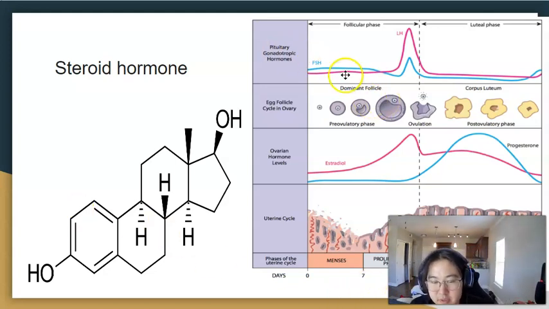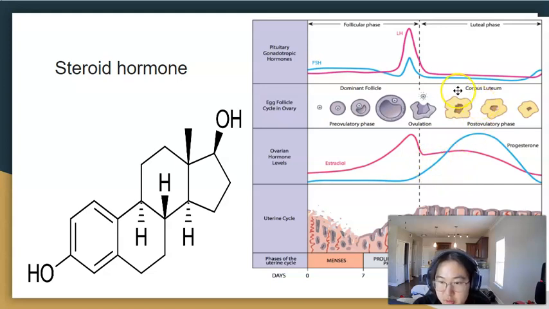FSH and LH will be very stagnant, and once this burst comes, ovulation will occur and the corpus luteum will form. When the corpus luteum forms, we'll have a very high increase in progesterone, which we see right here. And with this increase in progesterone, the uterus becomes prepared for fertilization as well as implantation on the sides of the uterus.